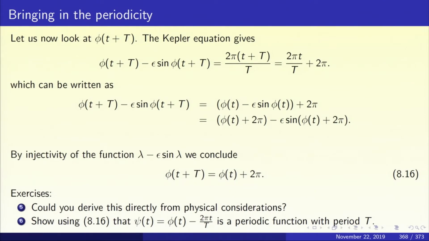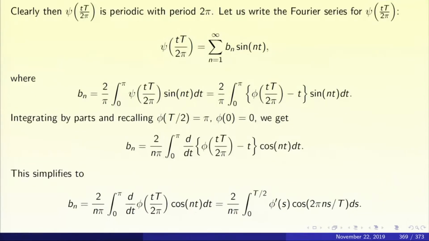You can also derive this from physical considerations, directly from physics, without this mathematics. Now using 8.16, we see that if I look at phi t minus 2 pi t by capital T, call the difference psi t, this difference is now going to be periodic. That is very easy to check. Directly check it using 8.16. So now we have got a periodic function with period T.